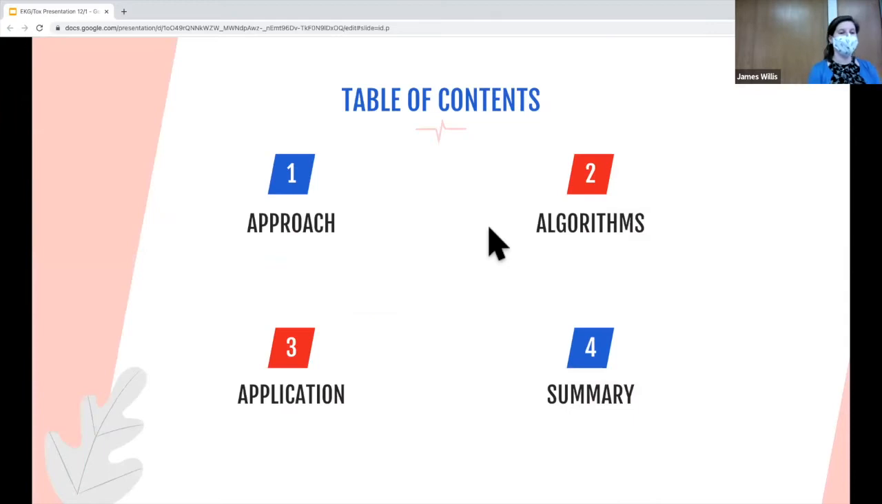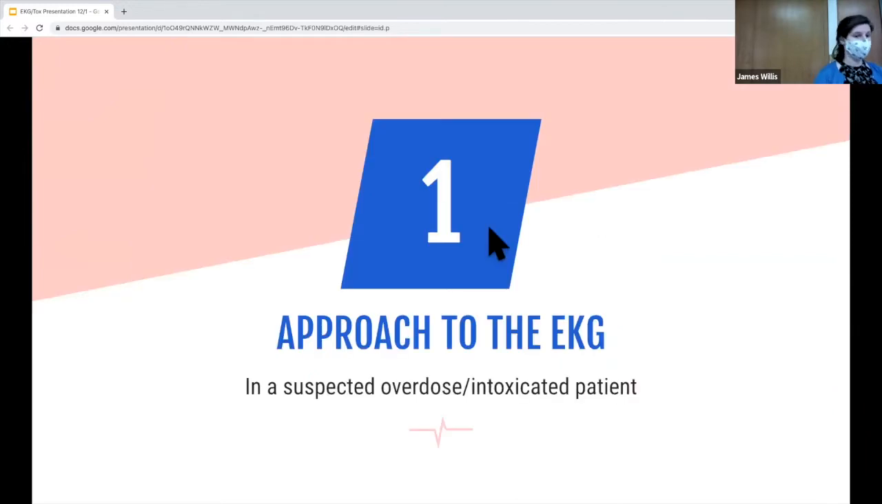Okay, great. So we're gonna go through an approach to the EKG in the intox or suspected toxic ingestion patient, some algorithms that you can use on shift, and then we're gonna apply those things to some EKG examples, and then I'll give you guys a nice summary. So first is the approach to the EKG.